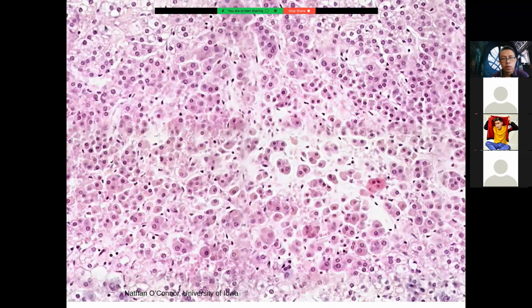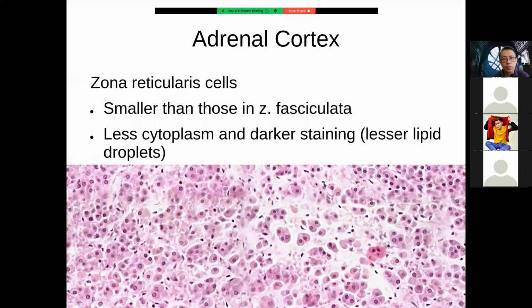So while they were spongy up here and single-cell thick here, they form clusters again. Since there's less fat, they become darker looking relative to the zona fasciculata cells. That's why they have less cytoplasm, so they look darker than the zone above.